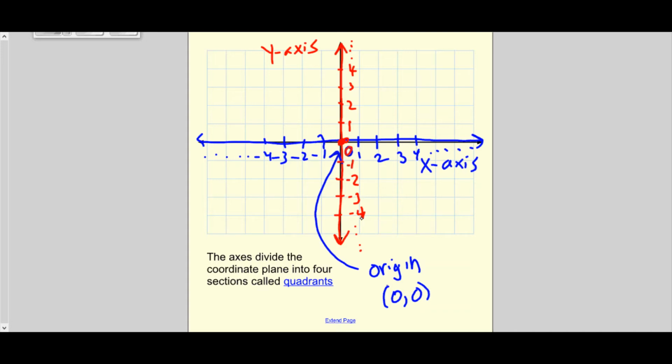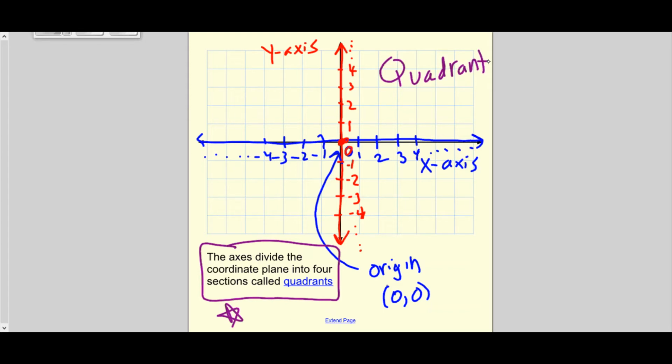So this is what your coordinate plane looks like. Your x and y axis, so this blue and red line that intersect, they divide your coordinate plane into 4 quadrants. So make sure you copy that. It divides it into 4 quadrants. And I'll label them for you. So in this diagram, quadrant 1 is right here. You can think of it as like the upper right. There's quadrant 1.